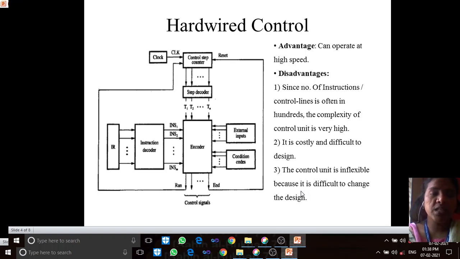The advantage is that it can operate at very high speed. The disadvantage is that the number of instructions or control lines is often in hundreds. I told you here it is 256. The complexity of the control unit is very high and it incurs cost. It is very costly and difficult to design. The control unit is inflexible because it is difficult to change the design. It is a hardwired design, and you cannot often change it.